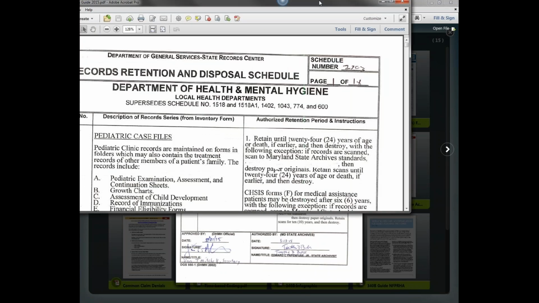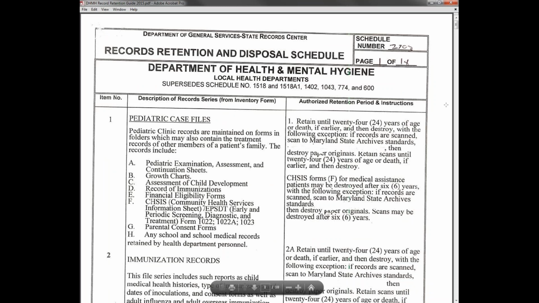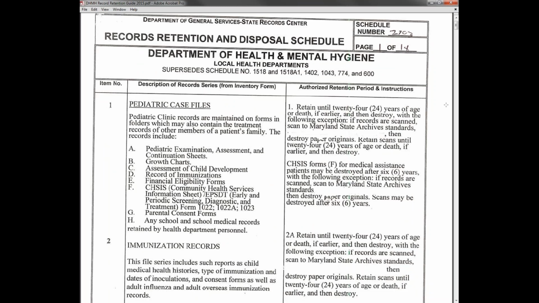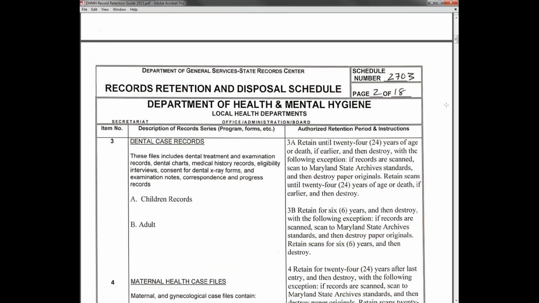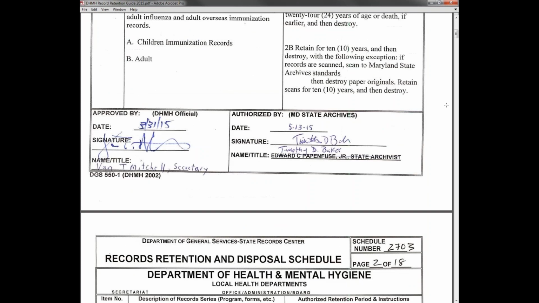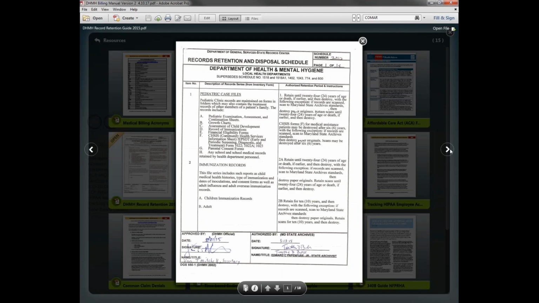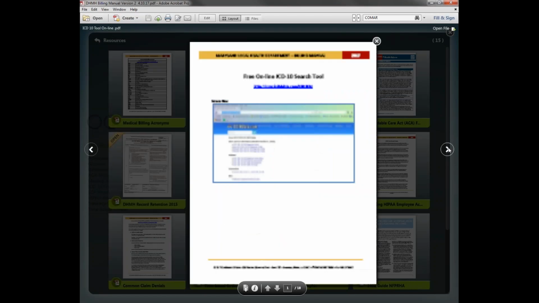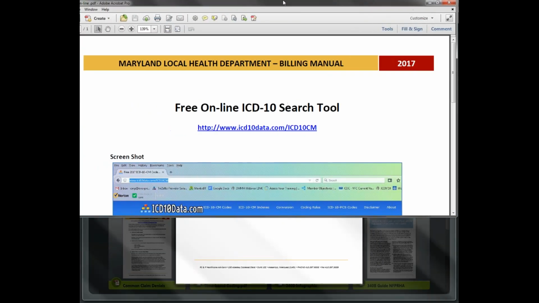This is something that one of the health departments was kind enough to provide. This is the DHMH's record retention and disposal schedule. I know this has really not a whole lot to do with billing, except how long you have to keep some of your billing records, but we thought it was something that had, again, come up with the health department, and we thought it might be helpful for those who are interested in knowing those guidelines.